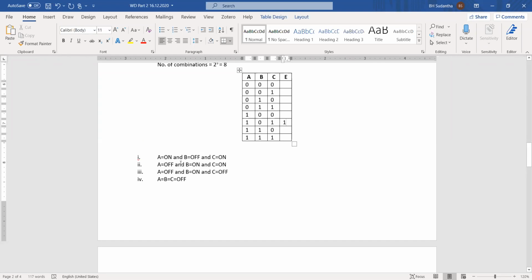Then the next one, 0, 1, 1. Here also, output should be 1. Third condition, 0, 1, 0. Here also output should be 1. The last condition, ABC of 0, 0, 0. A 0, B 0, C 0. During that time also output should be 1. All other cases, output is 0. So now we have completed the truth table.